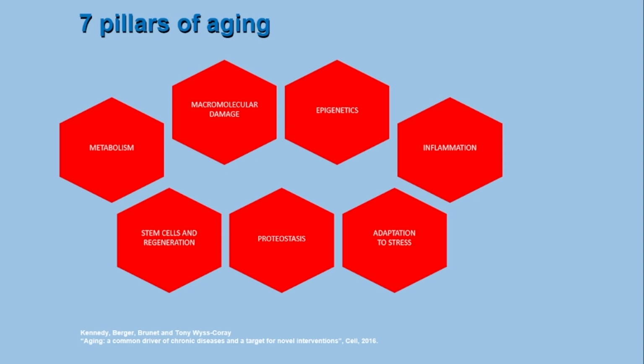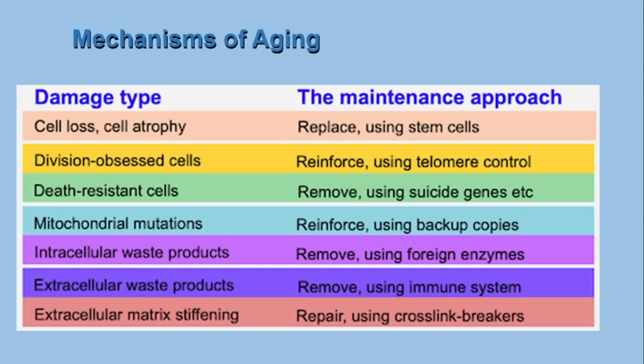So we know from various research groups that basically there are 7 more or less standard mechanisms of aging, or we call them the 7 pillars of aging: disruption of the metabolism, macromolecular damage, epigenetic shifts, chronic low-grade systemic inflammation, impaired adaptation to stress, impaired proteostasis, which is the ability to excrete proteins, and of course exhausted stem cell pool and exhausted regeneration potential. You can see another explanation of these 7 pillars of aging.